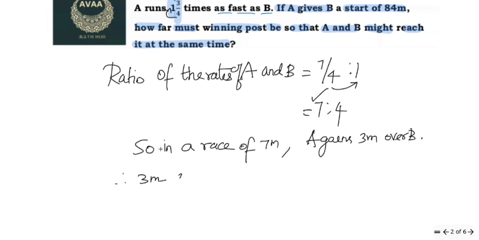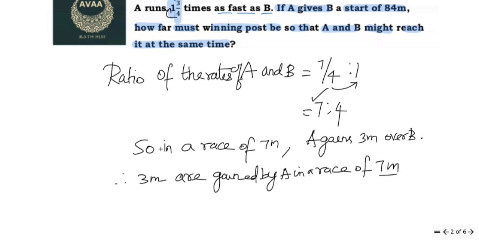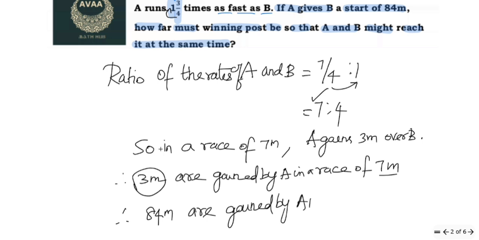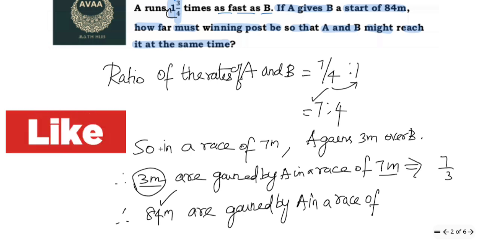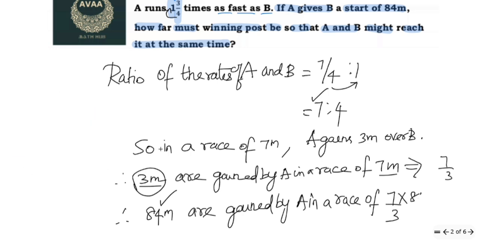Therefore, 3 meter are gained by A in a race of 7 meter. In a race of 7 meter, we are getting a gain of 3 meter. Now, instead of 3 meter, 84 meter is gained by A, what will happen? That we should consider now. Gained by A in a race of, yes. So what happens is we have to multiply. So here actually we will be doing division. So 7 over 3. So 1 meter gained by a race of 7 over 3, right?